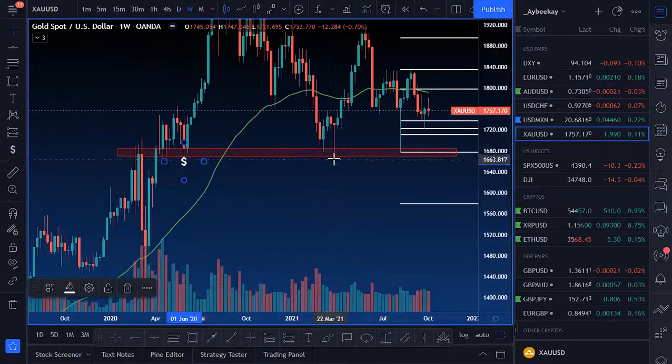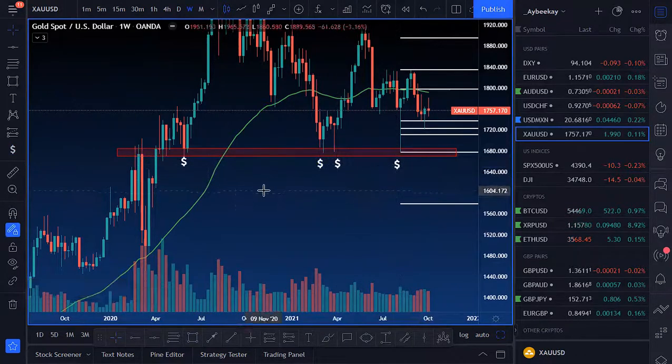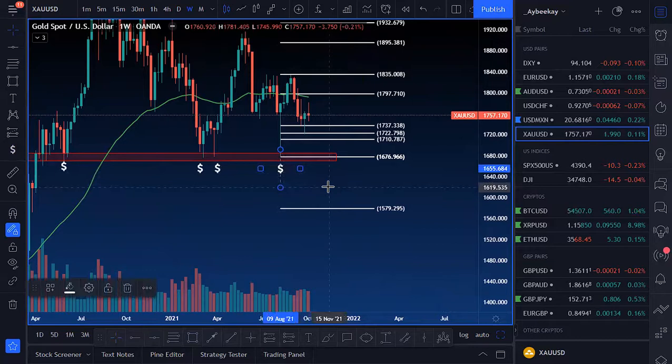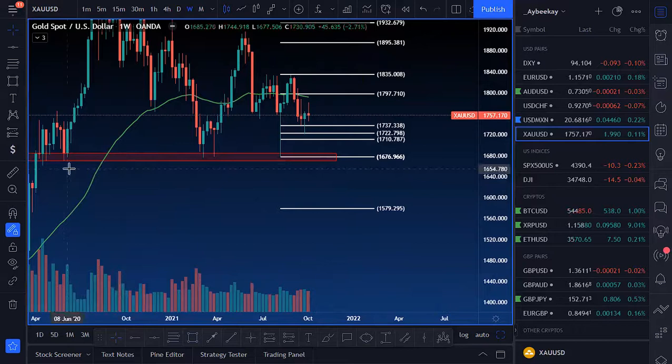So 1, 2, 2, 3, 4. At this point, price just has to come and take these lows out, in my opinion, especially the way the daily candle closed yesterday with the news and all that. I feel like this wants to end up pushing to the downside. Just going over to the 4-hour time frame.